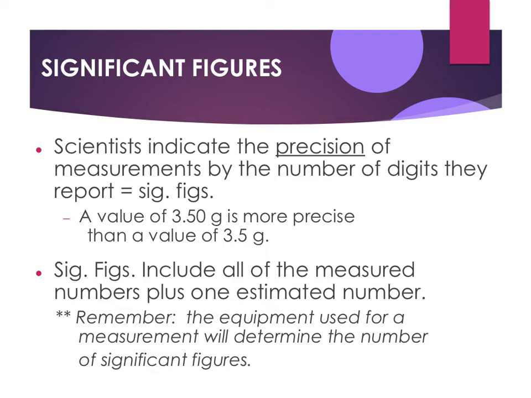I can tell that the tool used to measure 3.50 grams was capable of measuring to the tenths place because we were able to estimate the hundredths place. I can tell that the value of 3.5 had ones place markings as opposed to tenths place markings. So it's going to have one estimated number, but that estimated number is not going to be anything super precise either. It's just going to be like dead on or halfway down.